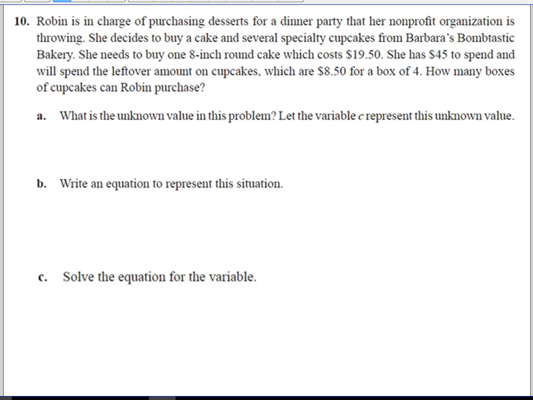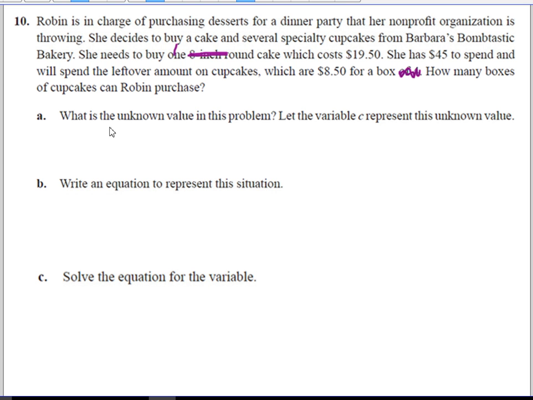Okay, there's a lot of numbers being thrown in here. Let's take a look at this for a second. So she needs to buy one 8-inch round cake. So that 8-inch is just describing the cake. We don't need that for any number in the problem. We just need to know that there was one of them. And then it tells us that the $8.50 is for a box. And it does tell us how many are in a box, but it's not asking us how many cupcakes she can afford to buy. It's asking us how many boxes of cupcakes she can afford to buy. So that number is not important to solving the problem either. So that eliminates those numbers that are just descriptors to help paint this picture, but not important to the actual math of the problem.